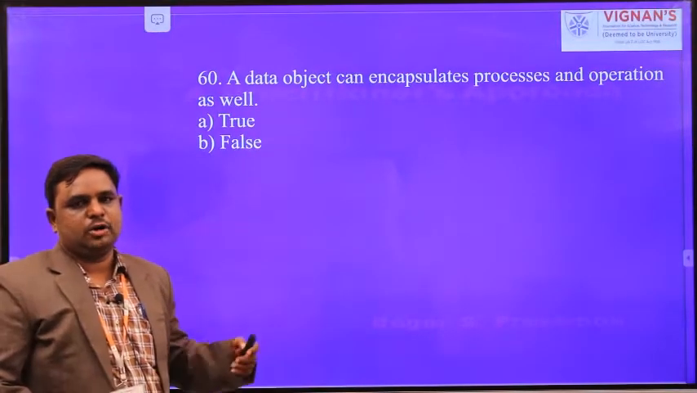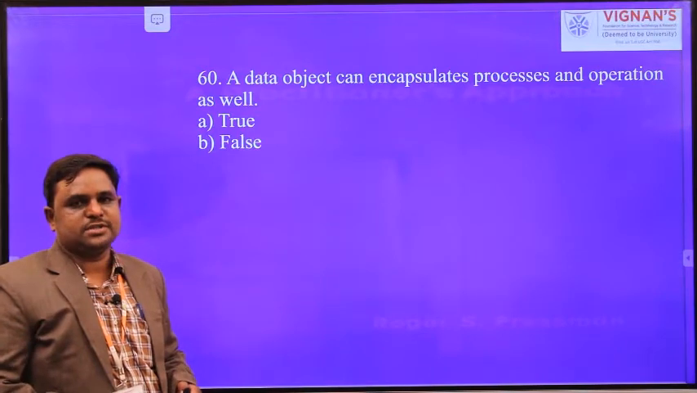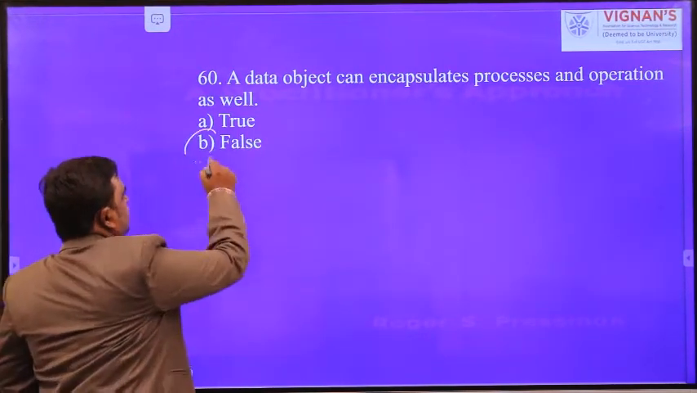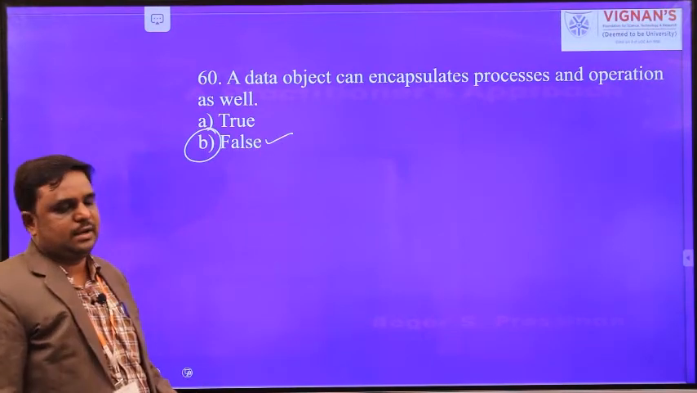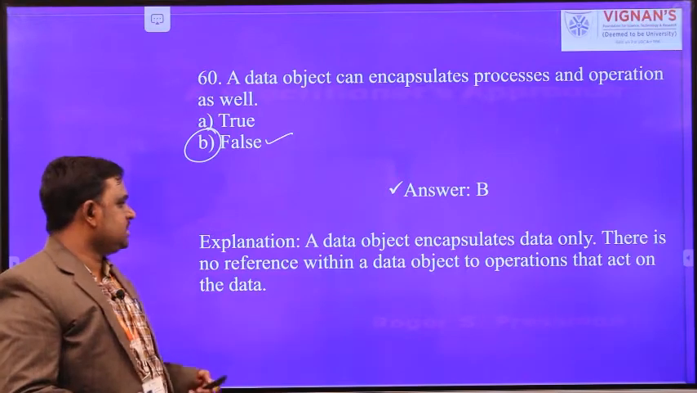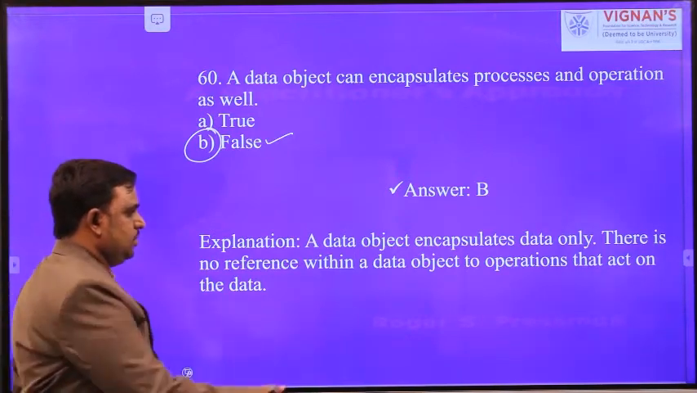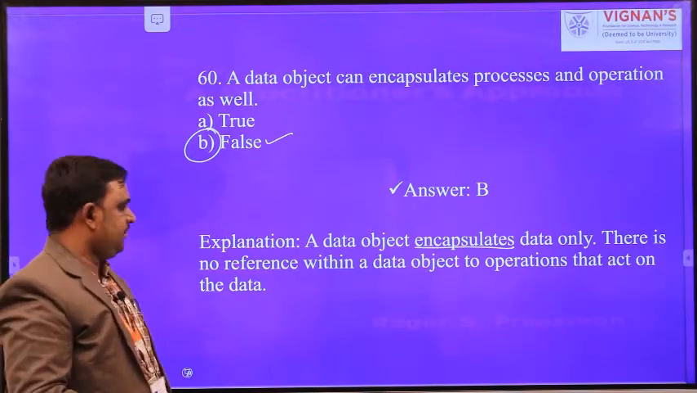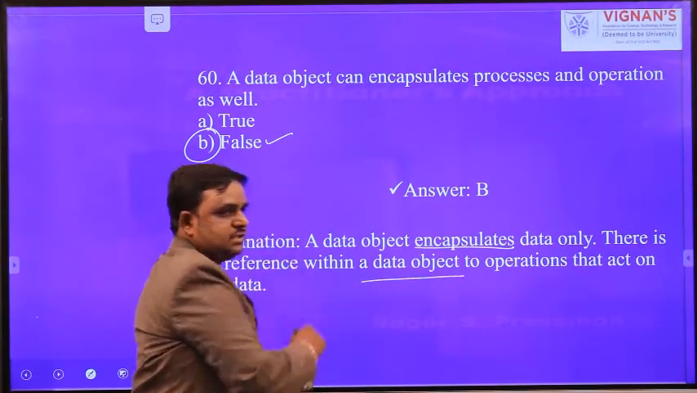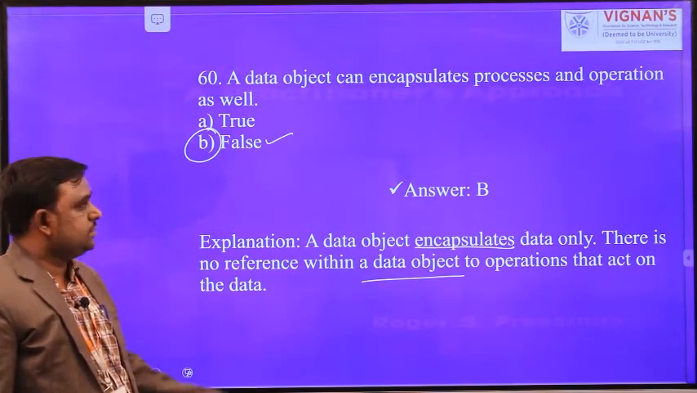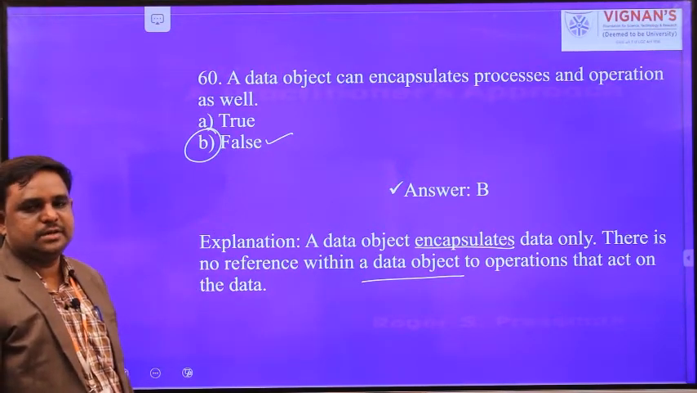Last question. A data object can encapsulate processing and operation. The answer is B, that is false. Because a data object encapsulates only data, and there is no reference that we can perform operations on the data object. So we cannot perform any operations on the data object. That's why the answer is B, that is false.